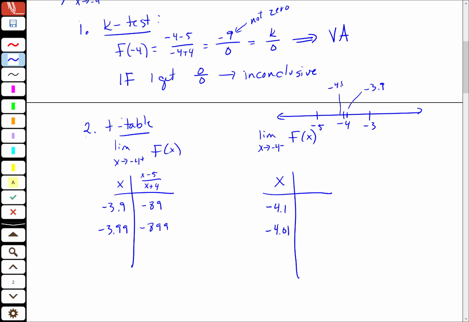Okay, and then I'm doing it for -3.99. Plus 4. And -899. So do you see how this, I'm only going to do 2 points, even though I know in the example video I did a whole bunch more. But like on the exam or on your assignments, 2 points is enough, if you know something weird is happening, to kind of give you a sense of the behavior right around this point.